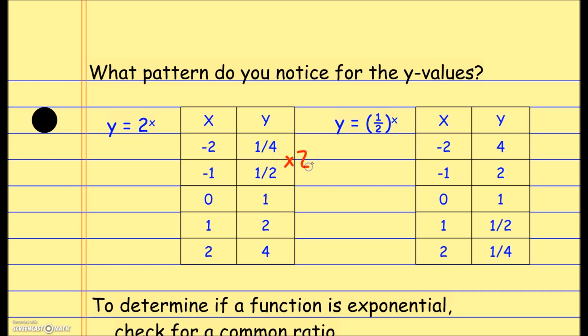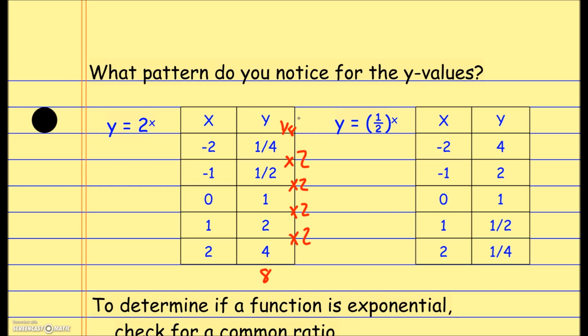See, 1/4 times 2 gives me a 1/2. And then 1/2 times 2 gives me a 1. And then 1 times 2 gives me a 2. And then 2 times 2 gives me a 4. And if I wanted the next y value, I would multiply by 2, and I get an 8. And then I'd multiply by 2 and get a 16. And if I wanted to work backwards, of course I could divide by 2, and I could go this way and get a 1/8.